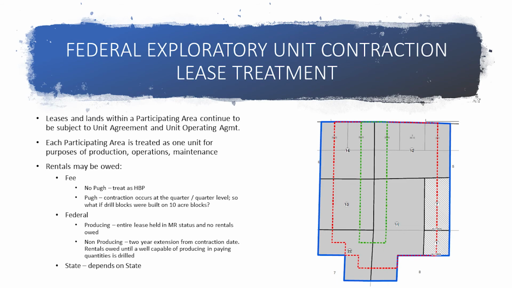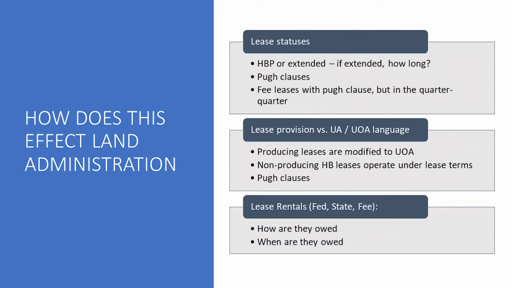For federal, if it's producing, it's a minimum royalty status. You need to monitor and work with the BLM and the ONRR to know whether or not you owe a rental. And non-producing, as mentioned, you get a 2-year kicker from the contraction date or until you drill a well that's capable of producing in paying quantities. And then again, on the state, just know the state that you're working in. So last slide, we'll talk a little bit about contraction, and I'll talk a little bit more about PU clauses here.